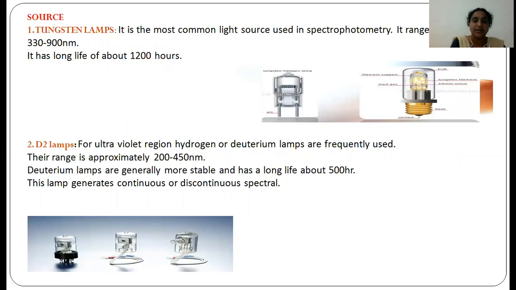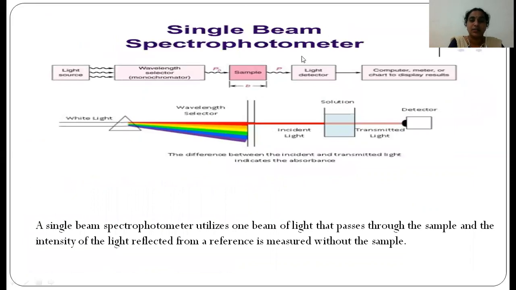And here, this is the schematic diagram of the single beam spectrophotometer. In this, first, this is the light source, either a tungsten filament lamp or a deuterium lamp will be taken here. From the light source, light will be produced, and from the monochromator, only single wavelength light. Here the ranges of the light will be produced. From the monochromator, only single wavelength light will be produced.